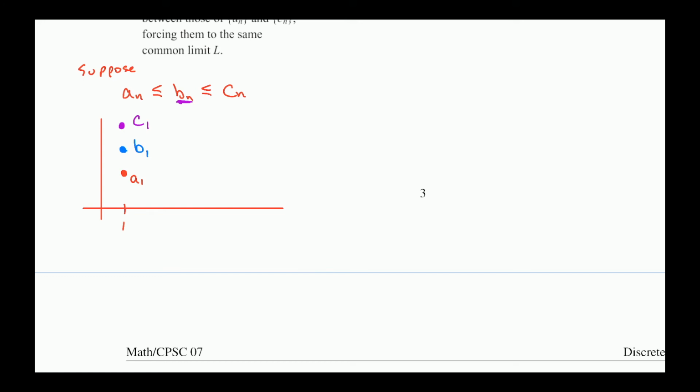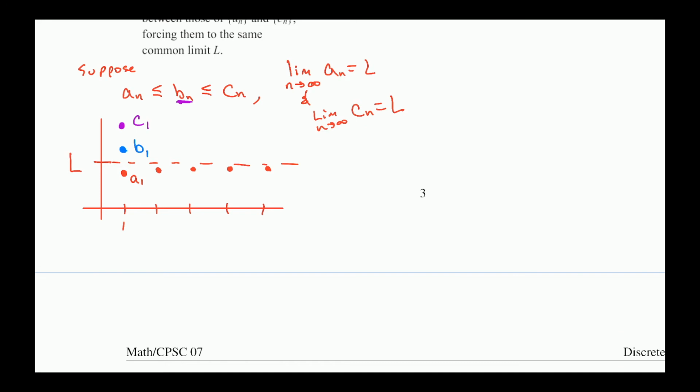Now, if you add to this, not just this, but you also say that the limit of the small one is L, and the limit of the big one is L, then what that means is wherever L is, I'll draw L down here, that the big one and the small one both have to go to L. So if I put L right there, and I go 2, 3, 4, 5, then the A's have to go to L because I said that that's the limit, right? So the A's go to L.